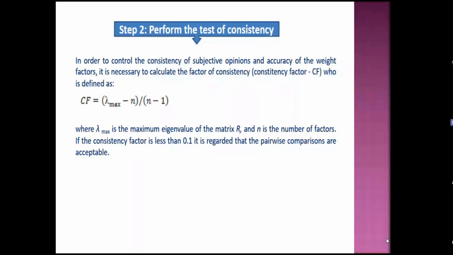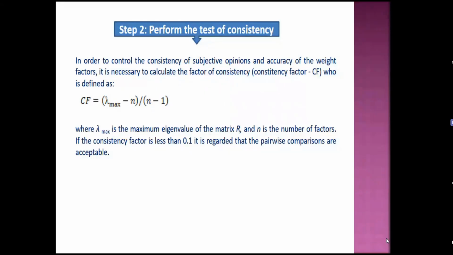We already showed in the previous lecture how we measure lambda max. This consistency factor should have a value less than 0.1, or 10%. Then we can say that the pairwise comparisons are acceptable.